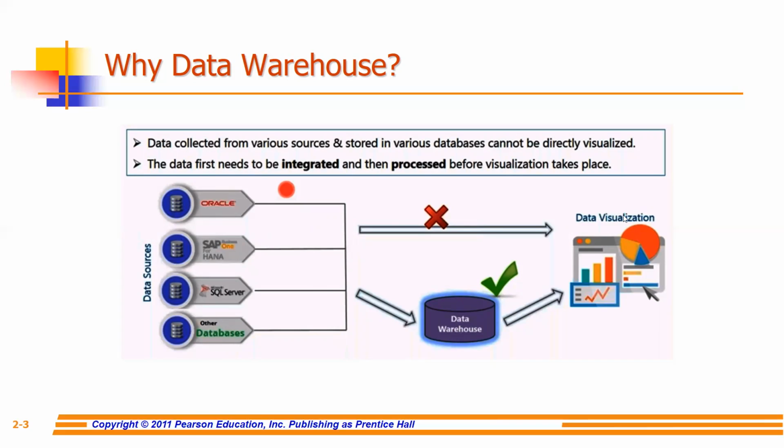We cannot directly use the data for visualization purposes from these transactional sources. That is not a recommended way to utilize the data in business intelligence. In business intelligence, we store the data from these diversified sources in a data warehouse, and then that data warehouse will be used for business intelligence reports and dashboards. The data collected from the various sources and stored in various databases cannot be directly visualized.